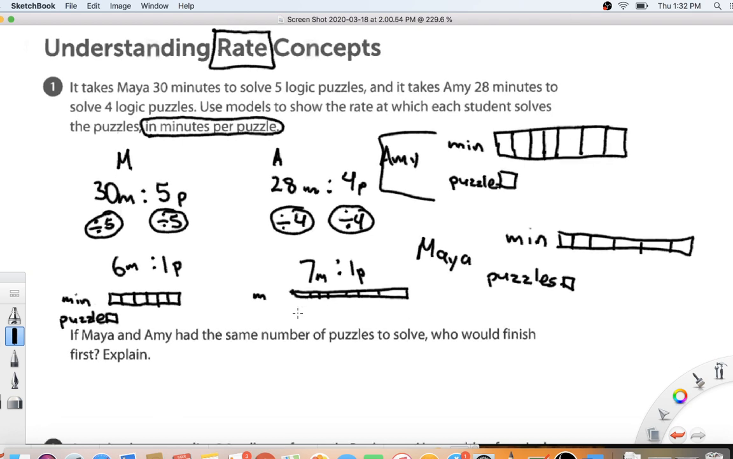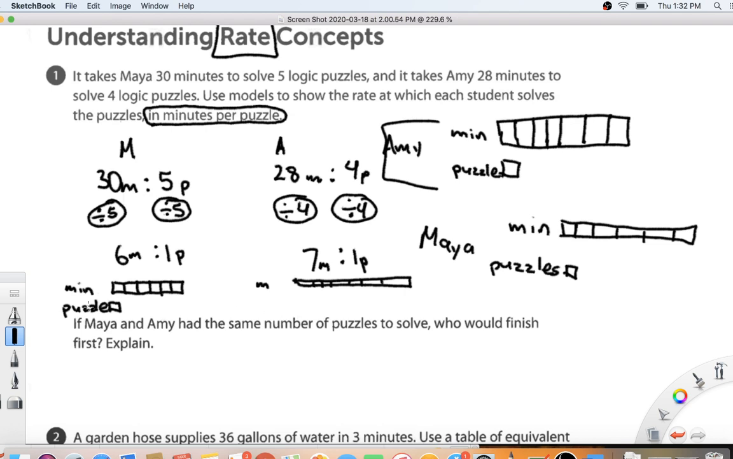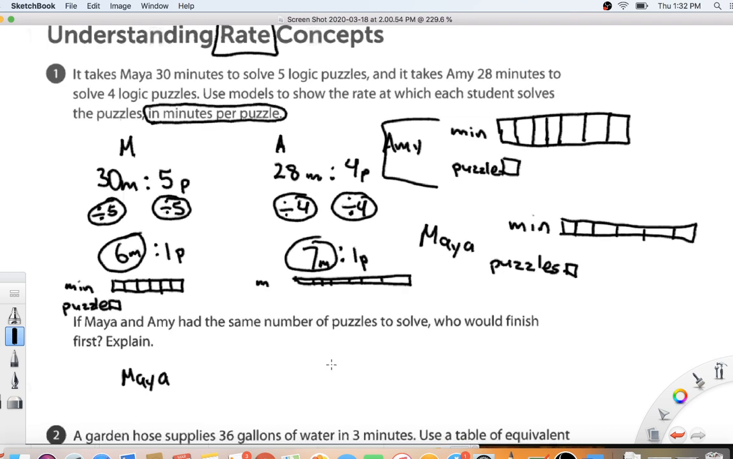Now it asks us a question here: if Maya and Amy had the same number of puzzles to solve, who would finish first? So who would finish the fastest? Would the person that takes 6 minutes finish before the person that does it in 7 minutes? Of course, Maya would be the one to solve the fastest because it takes her 6 minutes. You can fill out the rest there.